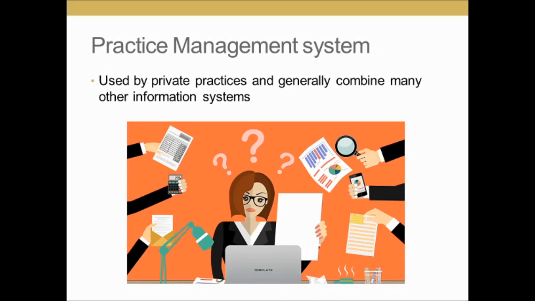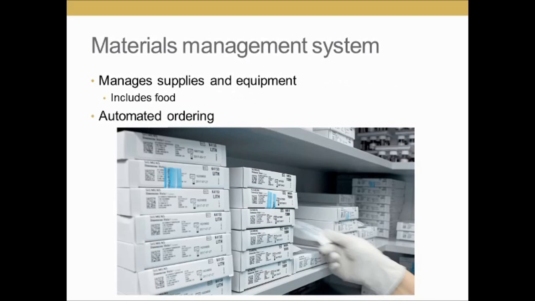The practice management system usually is a combination of all of these that we just talked about, and it's the more common use of these information systems all combined into one. Materials management system is going to manage supplies and equipment, and in the hospital and long-term care facility setting that will include food ordering as well. So whenever something is running low, the automated ordering takes care of that, and it orders medications or equipment that are running low within that facility.